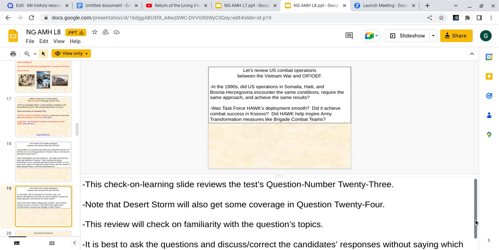Was Task Force Hawk's deployment smooth? Did it achieve combat success in Kosovo? No, it didn't. It was a terrible deployment, and they didn't even see any combat in Kosovo. Did Hawk help inspire Army transformation measures like brigade combat teams? Yes, it did. Remember, brigade combat teams were more deployable, and they were ideally meant to deal with quick, expedient operations.